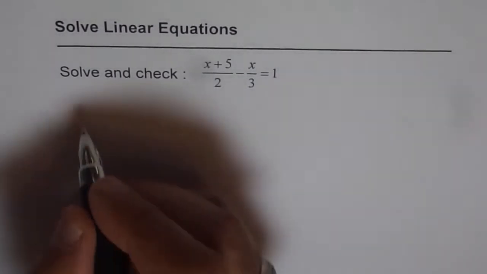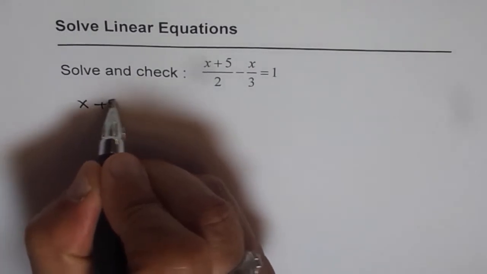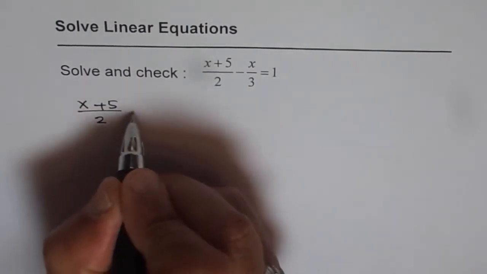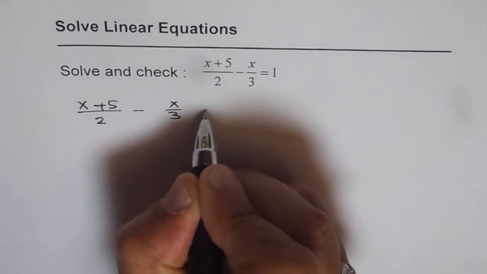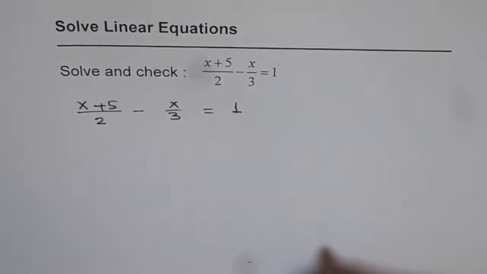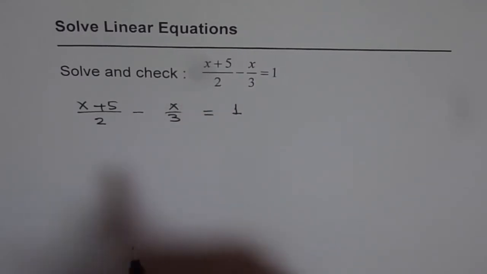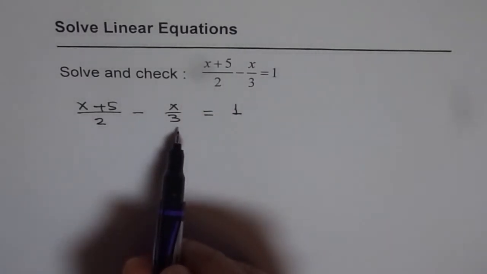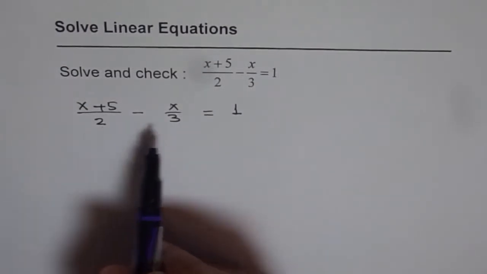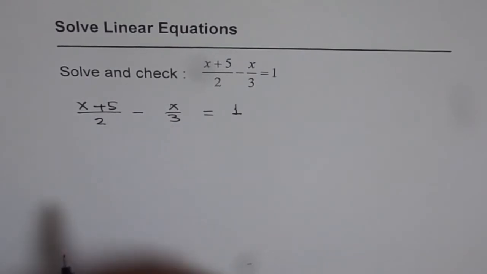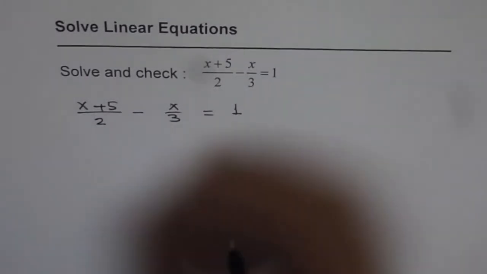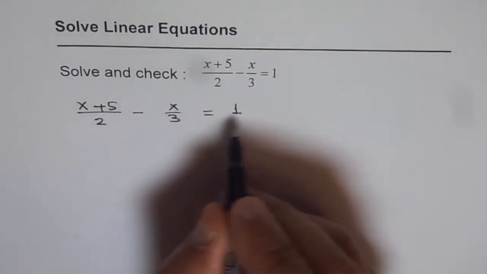Well, let's first copy the question and then we'll go ahead with the solution. So it is (x + 5)/2 - x/3 = 1. Now, whenever you have fractions in the equation, the first step is always to get rid of fractions. To do that, we should multiply by the common denominator, or common multiple of the denominators. Now 2 and 3 both have a common multiple of 6. So let's multiply all the terms by 6.